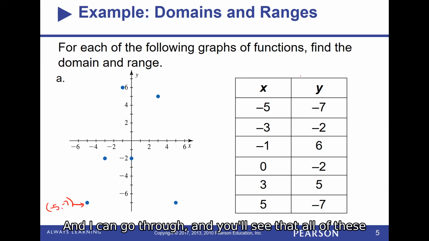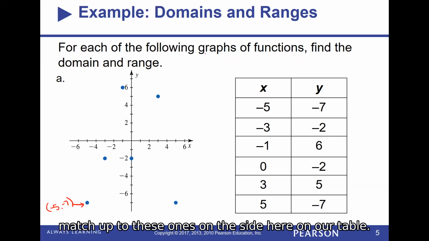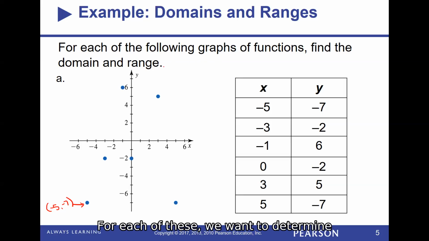And I can go through and you'll see that all of these match up to these ones on the side here in our table. But for each of these, we want to determine what is the domain and what is the range. Now, you'll notice here, all of these dots are not connected. Okay, same thing over here. When I start looking at this, none of these are actually the same, and there's not this kind of steady flow between the table.